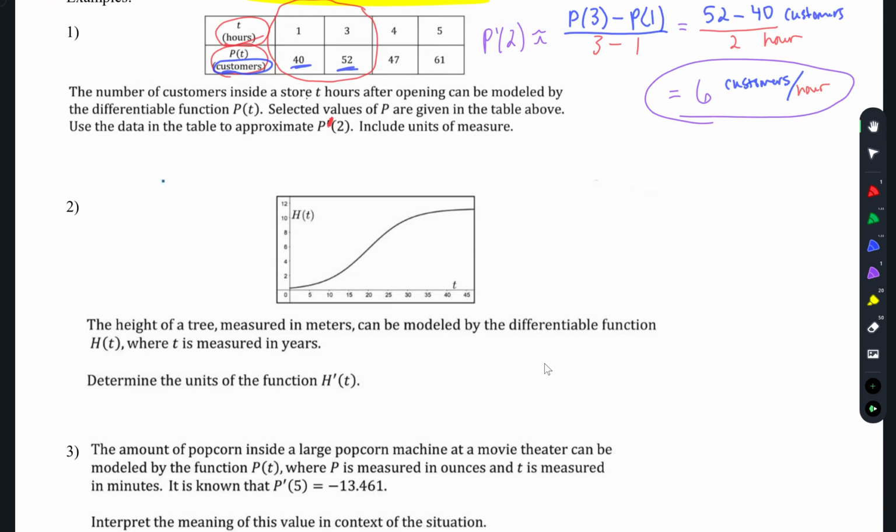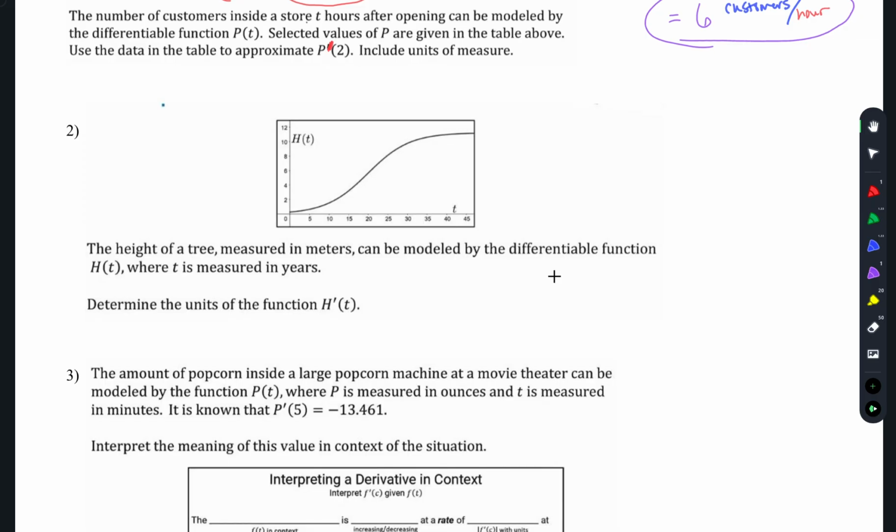All right. We're actually going to be doing logistic growth this year, which is very exciting. So just for fun, this is a logistic graph. This one, we're dealing with the height of a tree measured in meters, which can be modeled by this differentiable function h of t, where t is measured in years. Determine the units of the function.